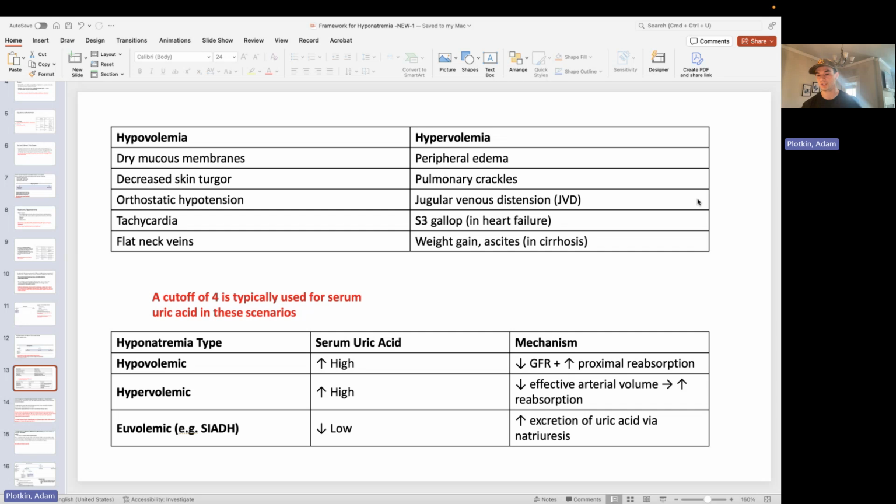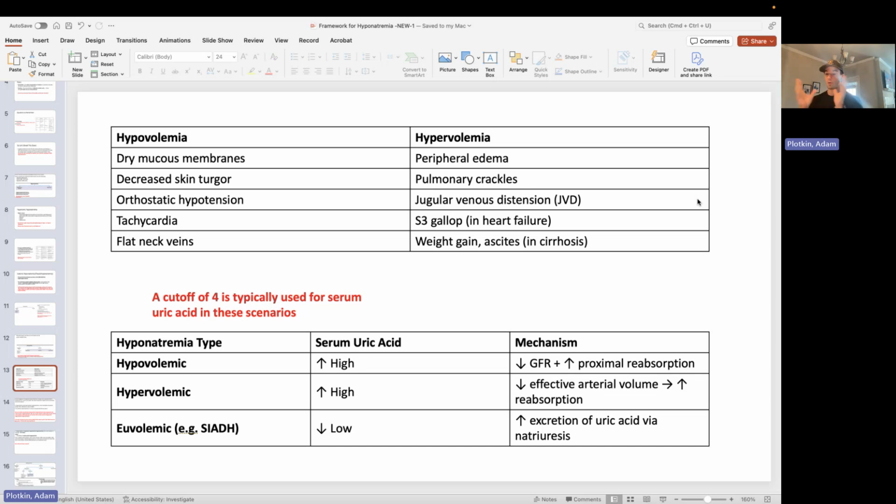Most of the literature uses a cutoff of 4 as the threshold we're going to use for this schema. So if the patient is hypovolemic or hypervolemic, the serum uric acid is usually above 4. The mechanism behind this is a lack of effective arterial blood flow. In hypovolemia, it's just due to a lack of forward flow of blood. We have less blood in the system. In hypervolemia, it's also due to a lack of forward flow of blood.